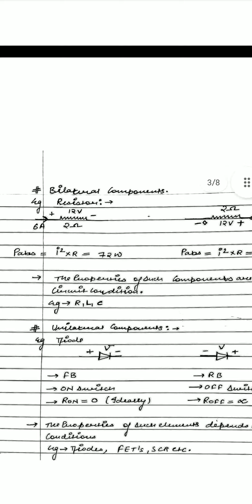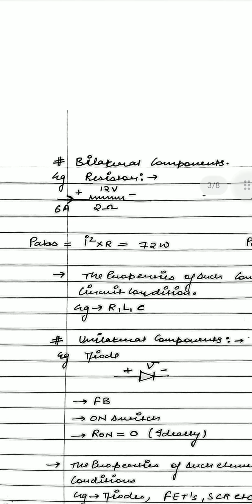So a resistor is nothing but a passive component. It is a load. Passive component means it cannot generate energy, it cannot generate power, it can only absorb the power, it can only waste the power. So resistor is a passive component.